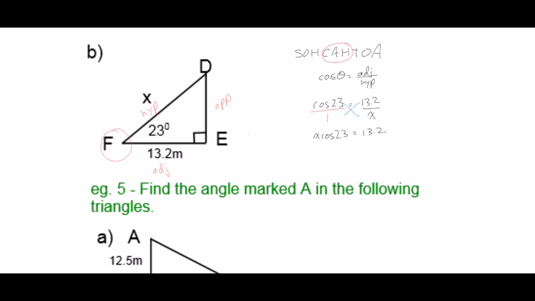So now we have x times cos 23 is 13.2 because, well, if you take a look, 1 times 13.2 is an easy calculation, but x cos 23 is a decimal, but I'm just going to leave that for now. Now, in order to get rid of the cos 23, we're going to divide both sides by cos 23. And we get x by itself is equal to, once you punch that in the calculator, you're going to get 14.3 meters.